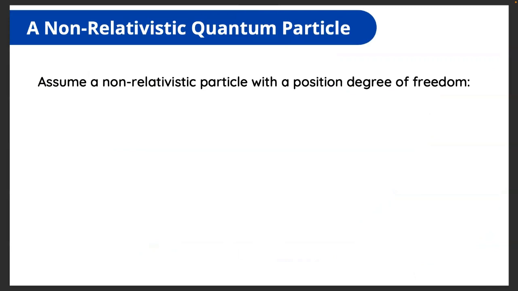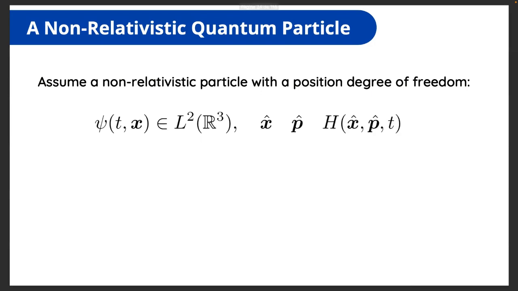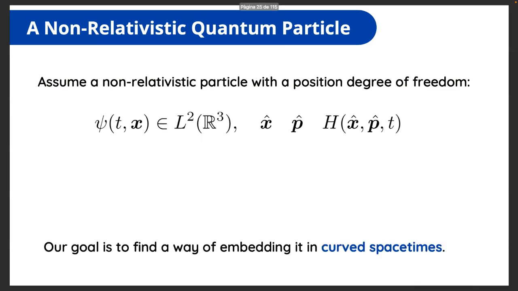So basically, let's assume that we're given a wave function in flat spacetimes. So we're given a wave function psi. You can think of this as an element of the space of square integrable functions. Then we know that with this wave function comes the position operator and the momentum operator. And we can write the Hamiltonian for this particle as a function of this position operator, momentum operator, and possibly an external time parameter t that could control an external potential or something like this.